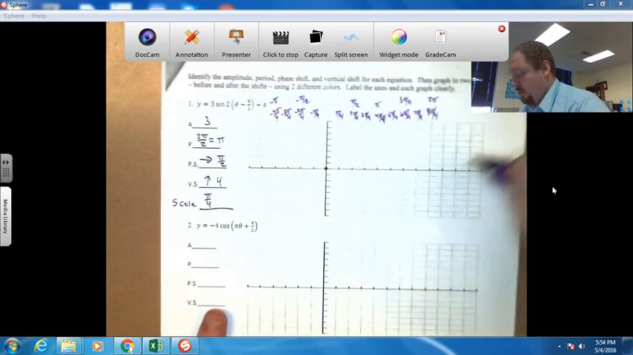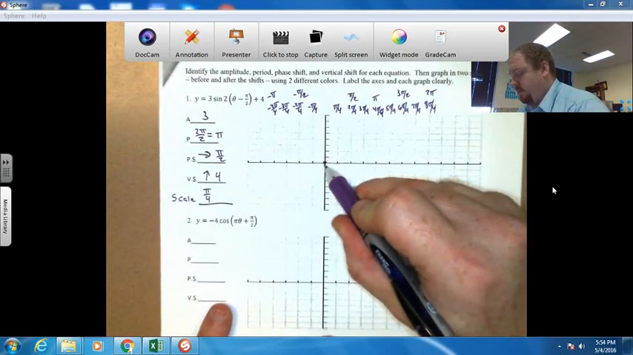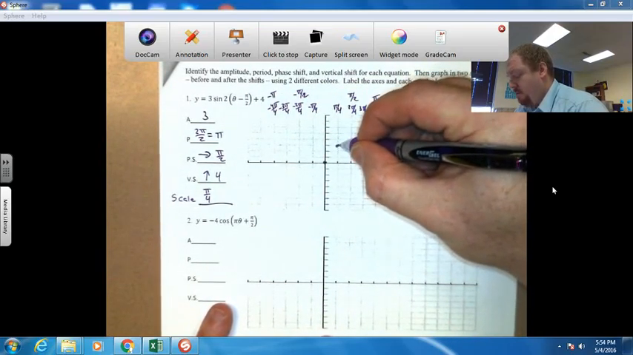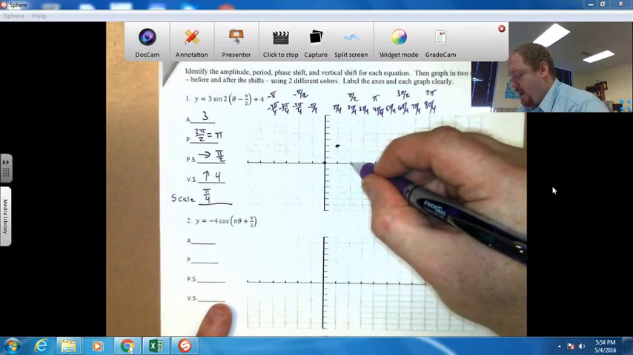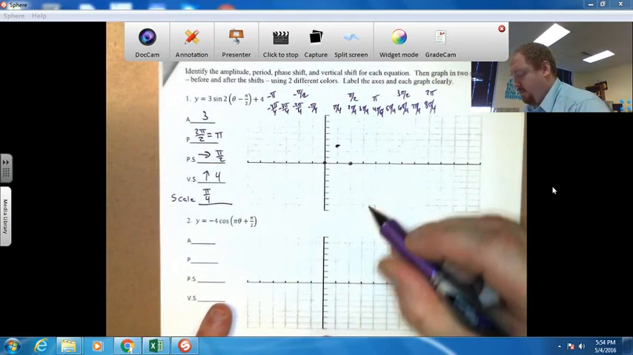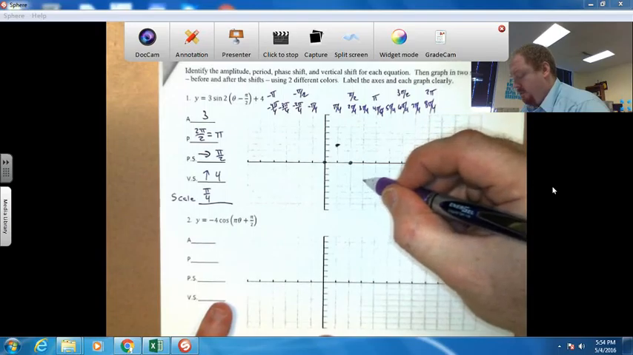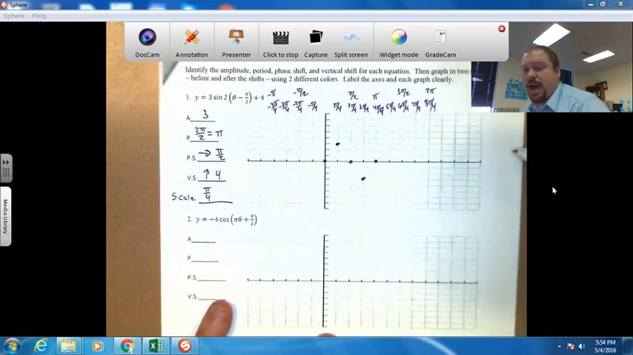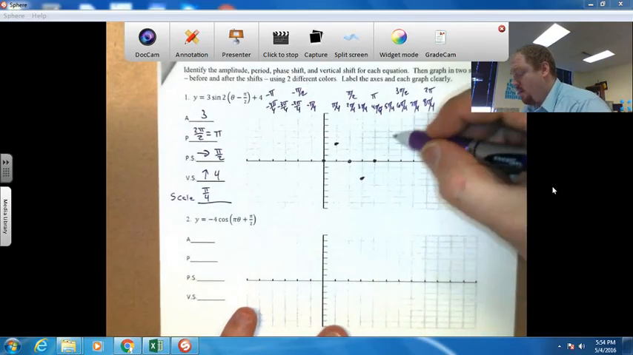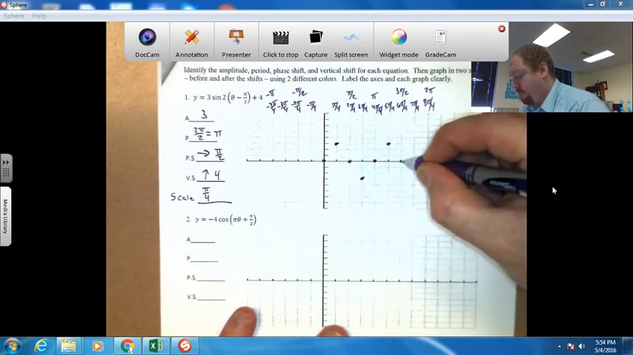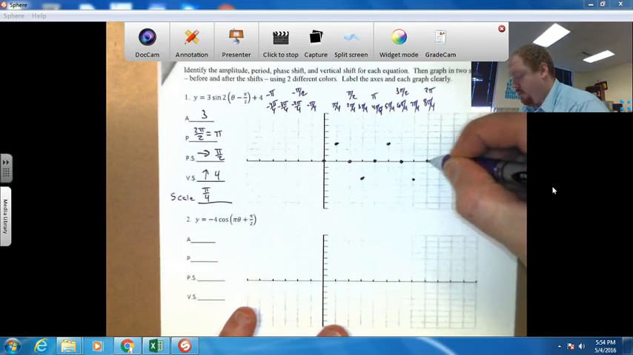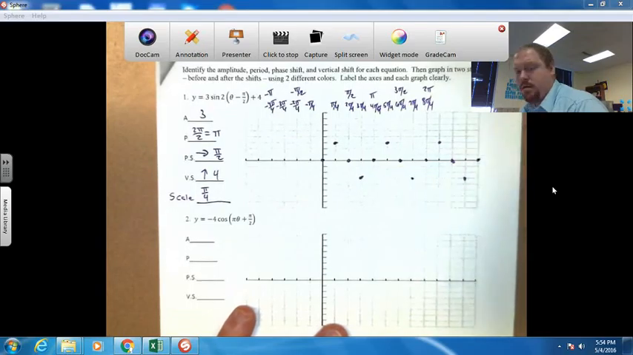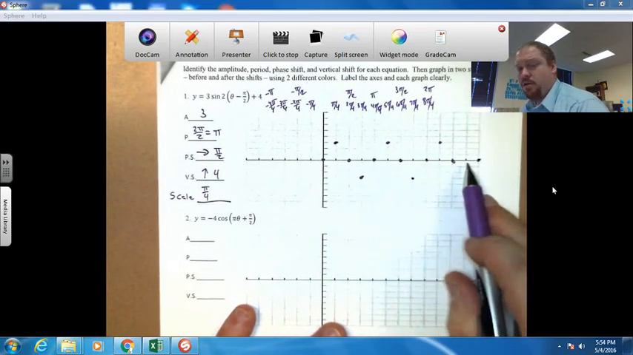So, sine starts at 0. It's going to go up to the top of its amplitude at 3, back down to the midline, then down 3, midline, and you see this pattern. And just continue this pattern across the graph. Now, I just did it along the positive side. I have to do it along the negative as well.